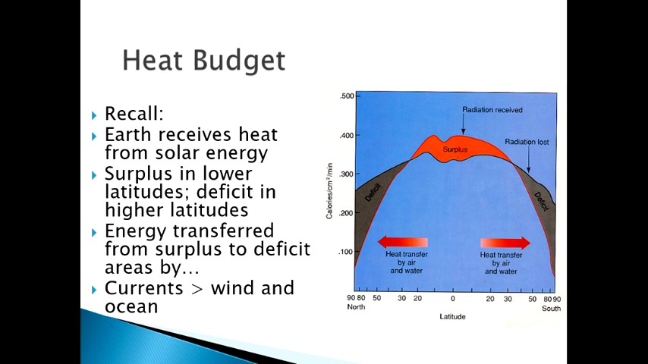Okay, first of all, recall that there is this phenomenon that we call the heat budget, such that at the lower latitudes, the tropics, if you will, on either side of the equator, there is a surplus of heat. And then in the temperate and high latitudes, there is a deficit. Because of this inequality, there is this constant, steady transfer of heat from an area of surplus to an area of deficit, basically from the tropics away towards the poles. That is done by both wind and water, and that's why we have to talk about circulation in both domains.